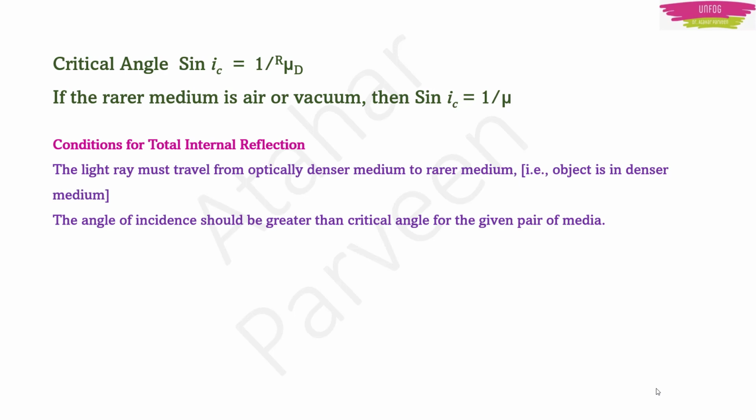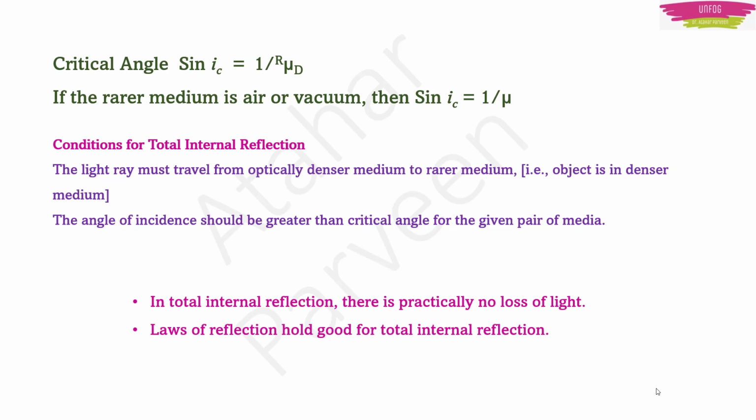Now there are two important conditions for total internal reflection. First, the light must travel from an optically denser medium to a rarer medium. Either you say denser medium to less dense medium, or denser medium to rarer medium. That is, the object is in the denser medium. Remember. Next, the angle of incidence should be greater than the critical angle for the given pair of media. If the angle of incidence is less than the critical angle, then you will never get total internal reflection. Obviously, right?